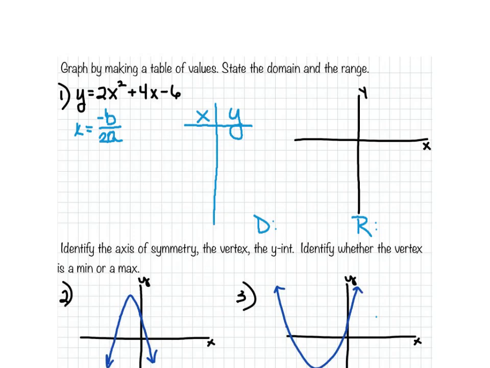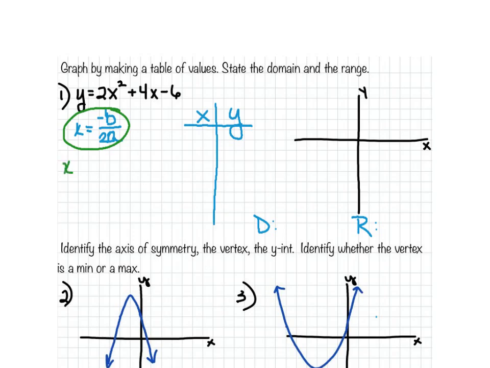Okay, so the first thing we need to do is find the axis of symmetry. Let's find that invisible line that goes through the middle of our parabola and causes mirror images on both sides. So we're going to use our equation x equals negative b over 2a.